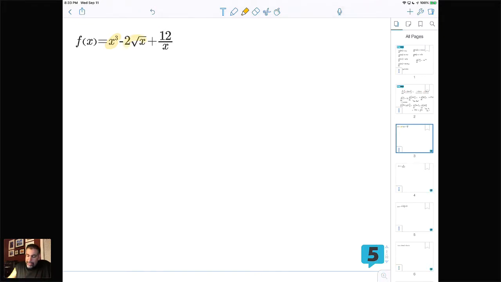When they go to the next term, the 2 root x, or the negative 2 root x, they look at that one and they're like, all right, well, I don't see x to the n. Some of your students may struggle with this, some of them may not, but I have students every year who still struggle with the idea of roots being rational exponents. So the idea here is to get your students to recognize the rational exponent, that's x to the 1/2, and use the free ride rule, because negative 2 is a constant factor.